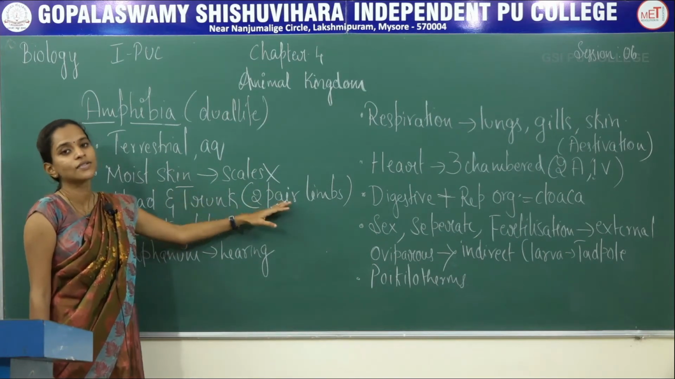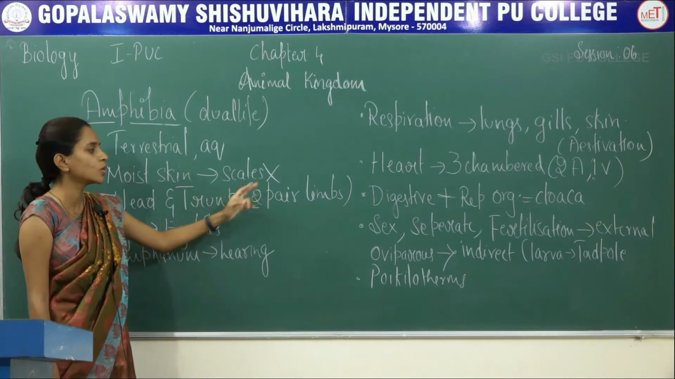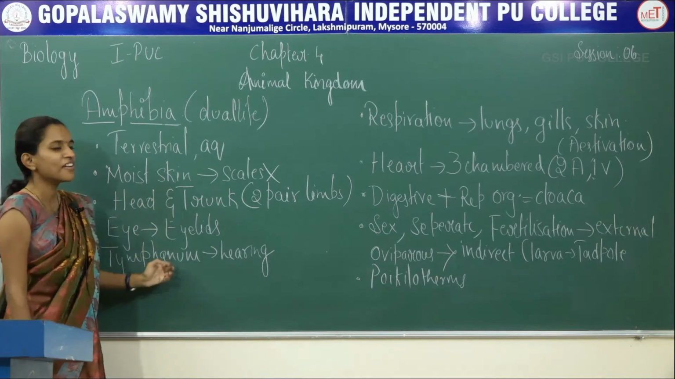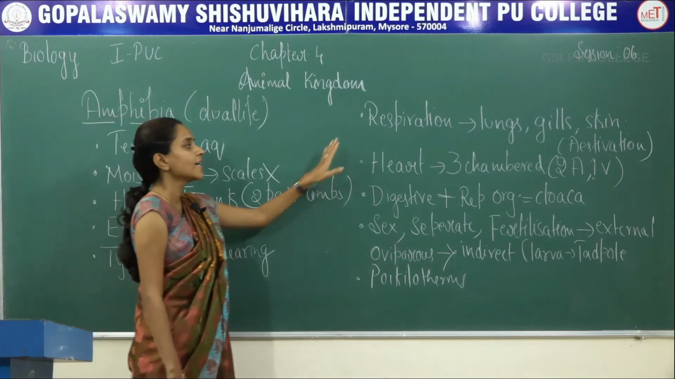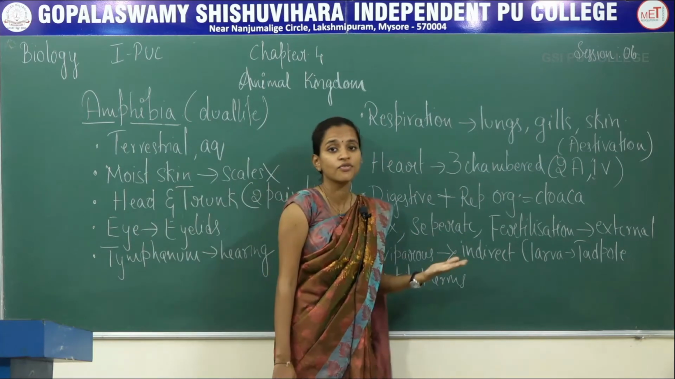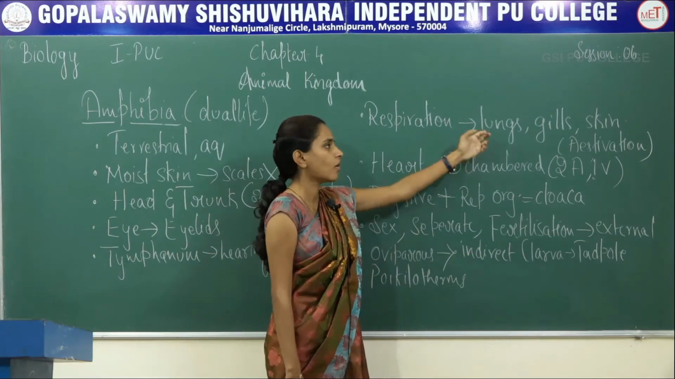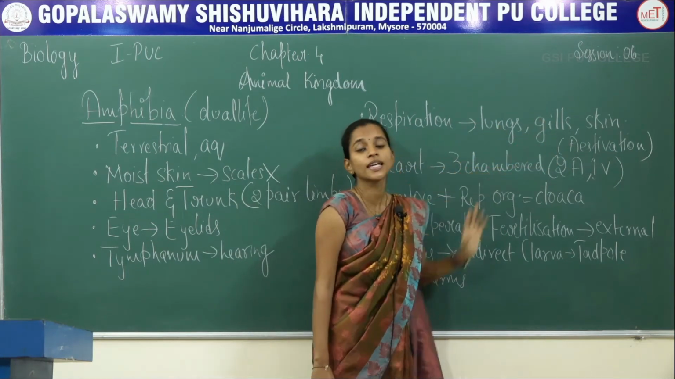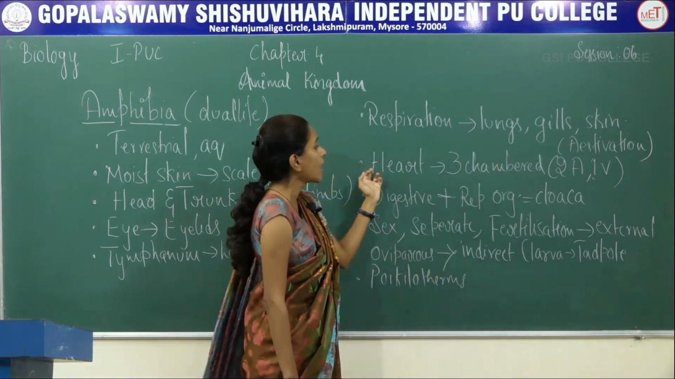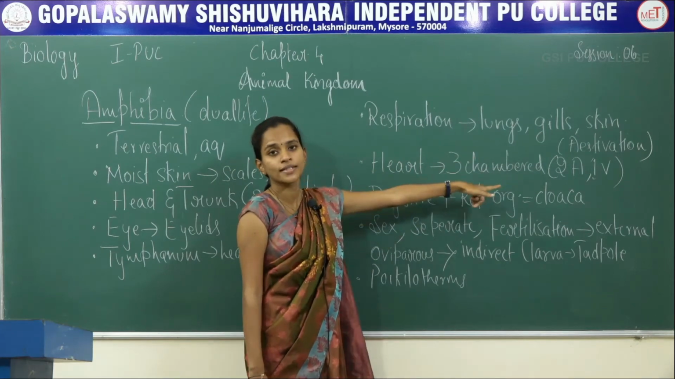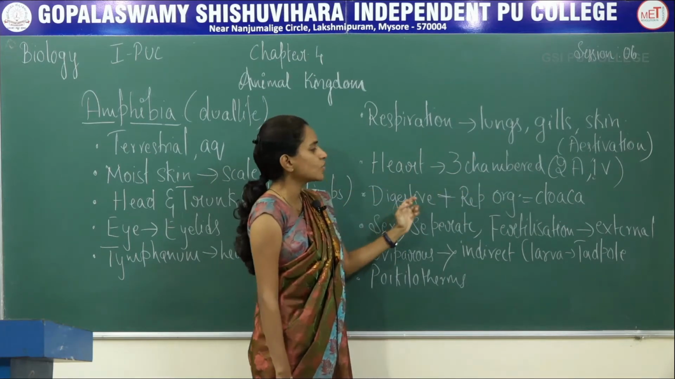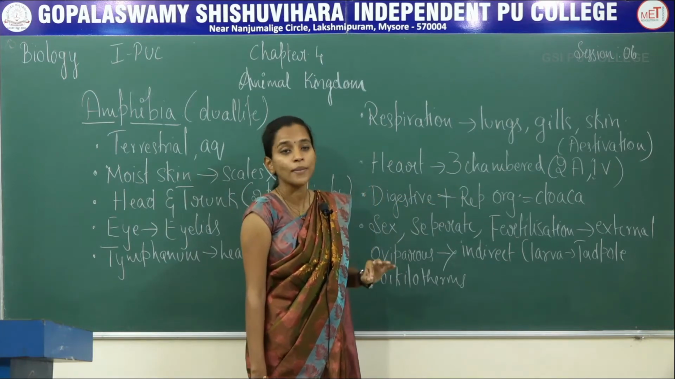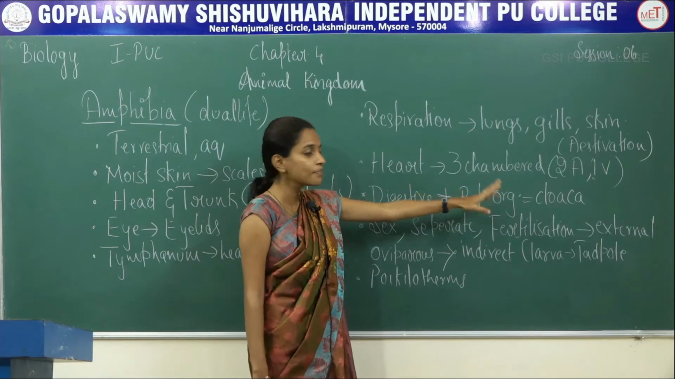The trunk contains 4 limbs, that is in together 2 pairs of limbs. Their eyes have eyelids. Tympanum is used for hearing. Their respiration takes place in different form in different age of the life cycle of the frog. That is lungs in adult, gills in tadpole, skin during aestivation process. Heart is 3-chambered with 2 auricles and 1 ventricle. Their digestive or alimentary canal as well as the reproductive tract opens to a common opening, that is called cloaca.